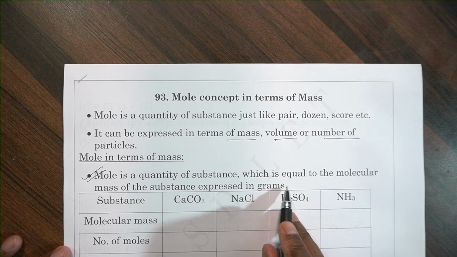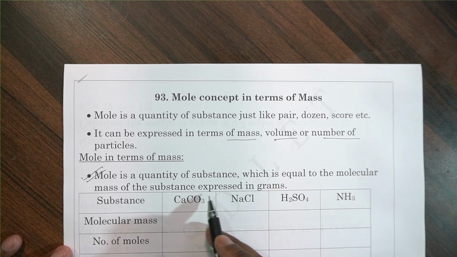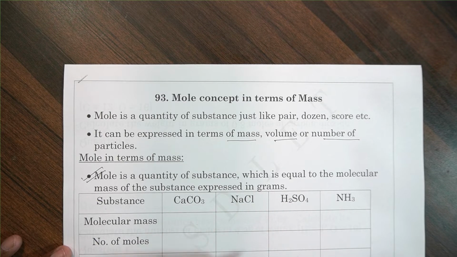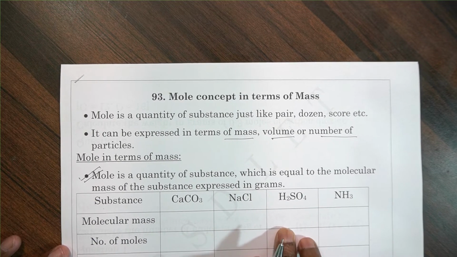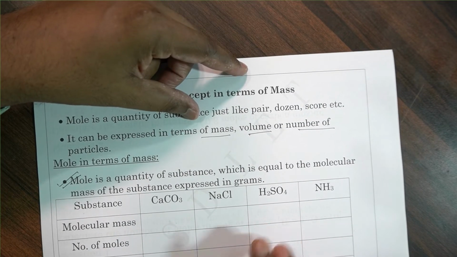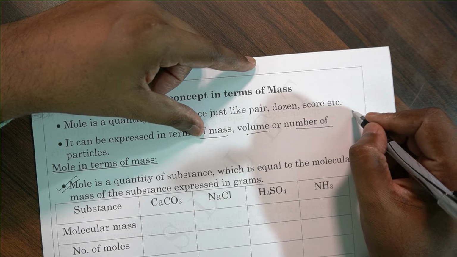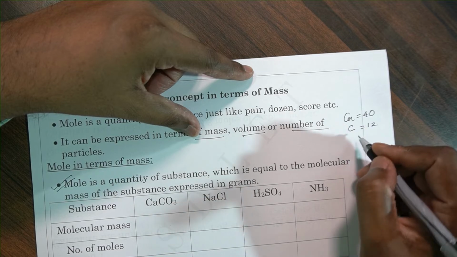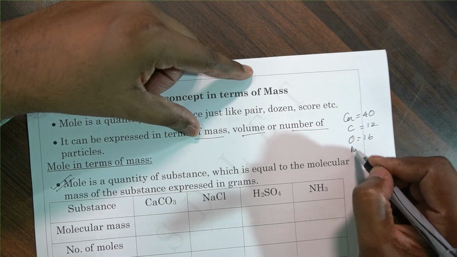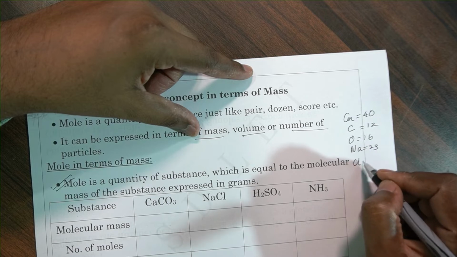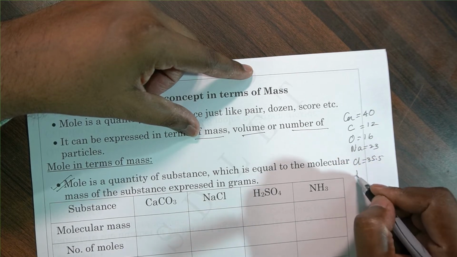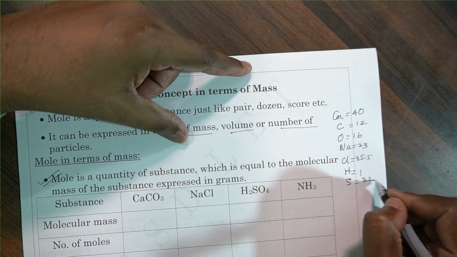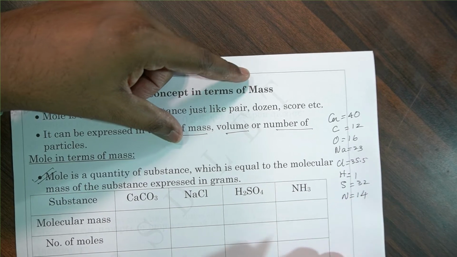Okay, so let's understand the definition of mole in terms of mass. Mole is a quantity of substance which is equal to the molecular mass of the substance expressed in grams. The molecular mass of the substance expressed in grams, that is a mole. Okay, right. So molecular mass of each of these substances: calcium chloride, calcium carbonate. Calcium atomic weight is 40, carbon is 12, oxygen is 16, sodium is 23, chlorine is 35.5, hydrogen is 1, these are atomic weights, okay, and sulfur is 32, nitrogen is 14.